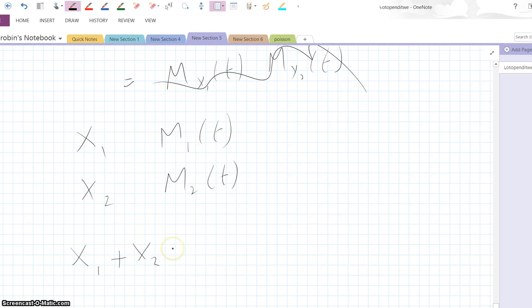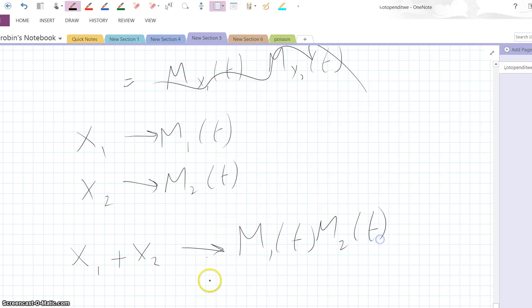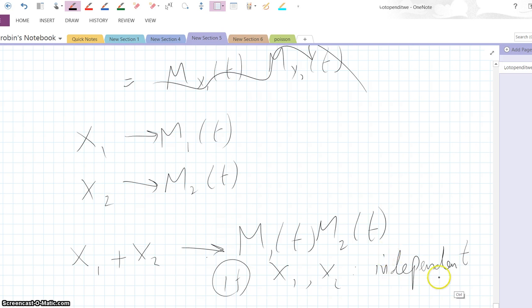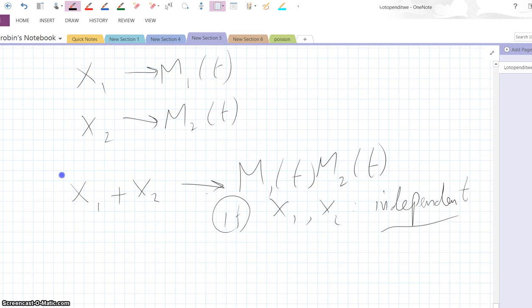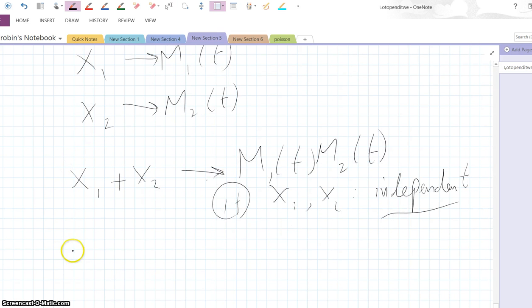x2 has got moment generating function m1 of t, m2 of t, if x1 and x2 are independent. Okay, so let me just rewrite that out again.